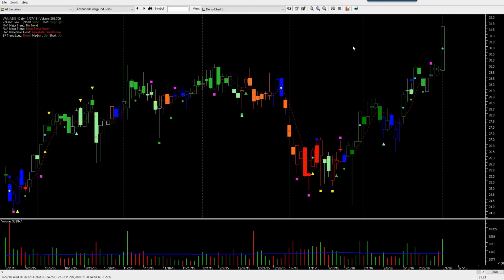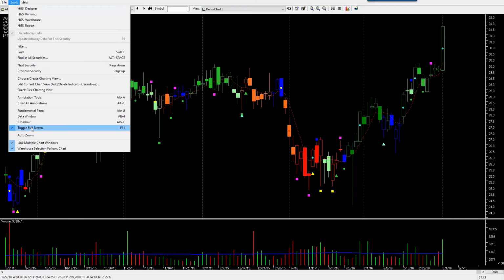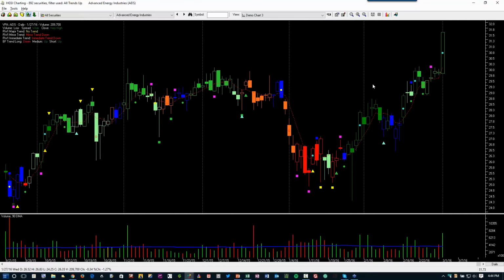And notice how when you toggle full screen, it kills some of the annotations around the edge. It also will hide your Windows taskbar. And then if you hit F11 or go to the menu item again, it'll bring it back. It can be really useful on laptops because it'll give you a little bit more screen space.